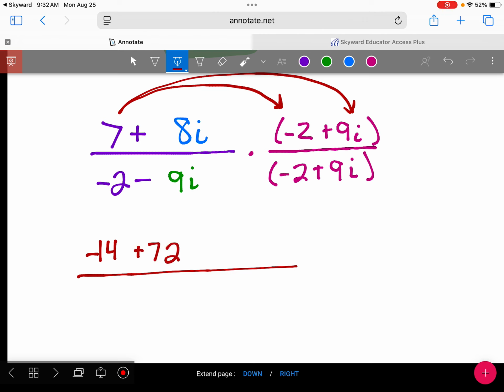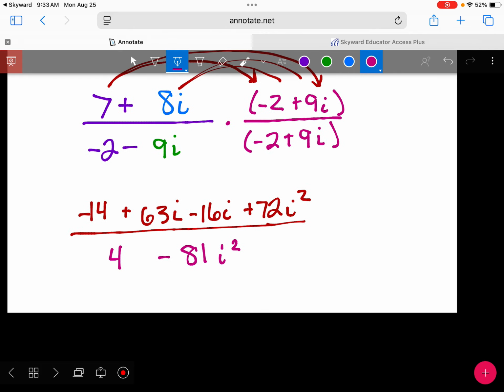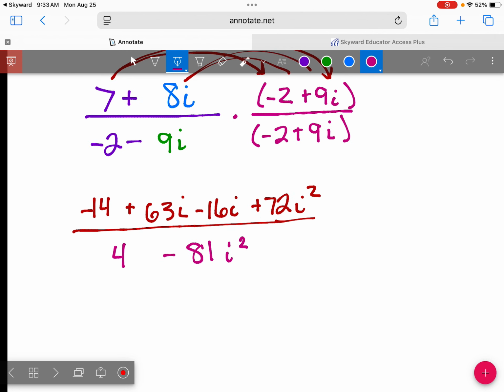Plus 72. Nope, that's not right. I'm good at mathing. Boom, there we go. Multiply all our pieces out, then start trying to combine your like terms. Simplify as much as we can.